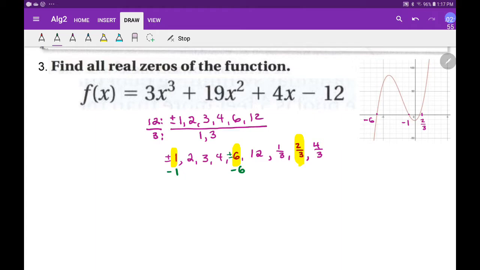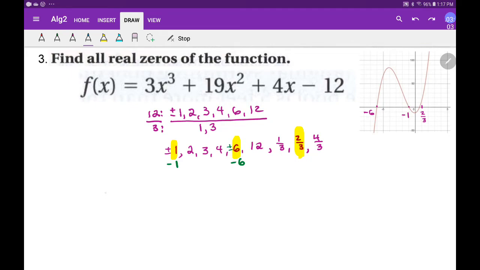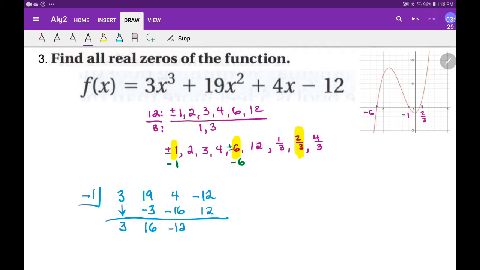Okay, so I only need to find 1. As you see, I have x to the third. I only need to break it down one time. So let's see. I might as well just try negative 1, huh? So negative 1, and I'm taking my coefficients 3 and 19 and 4 and negative 12. And I'm going to synthetically divide here. 3 comes down times negative 1 is negative 3. Plus 19 is 16. Times negative 1 is negative 16. Plus 4 is negative 12. Times negative 1 is positive 12. And I do get 0. So that means that negative 1 worked.